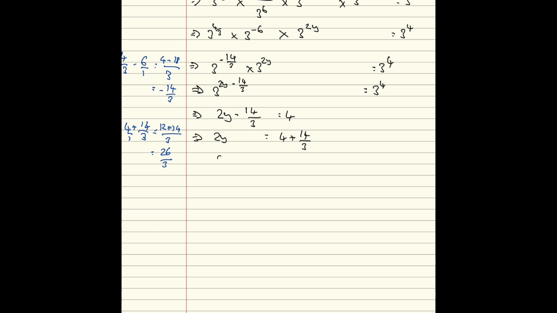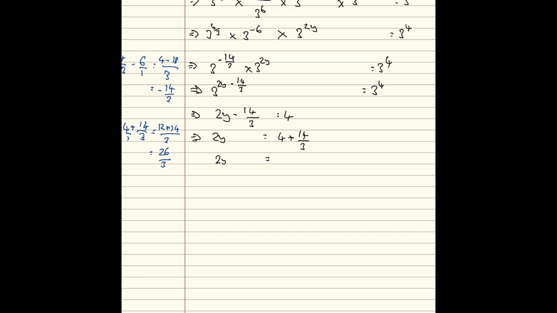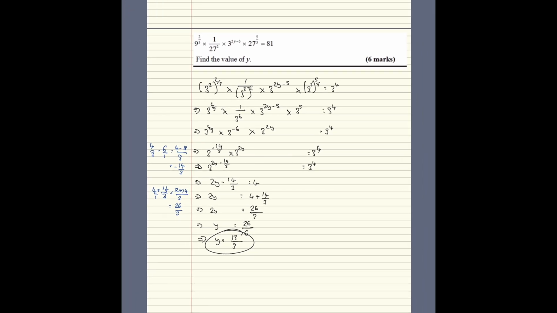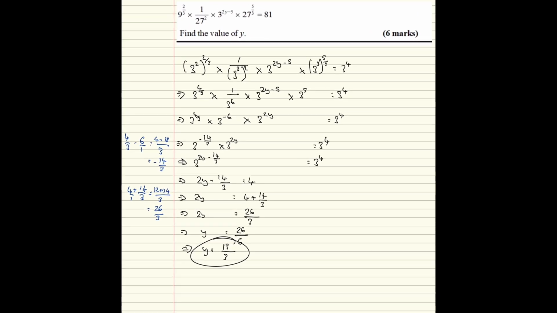So we have 2y equals 26 over 3, which implies that y equals 26 sixths, which can be simplified to y equals 13 over 3. So y equals 13 thirds. Again, you should have done that in 6 minutes because it's 6 marks.